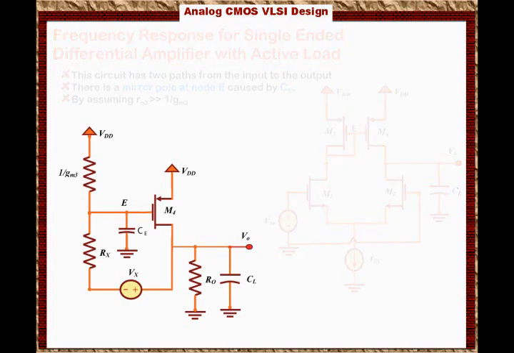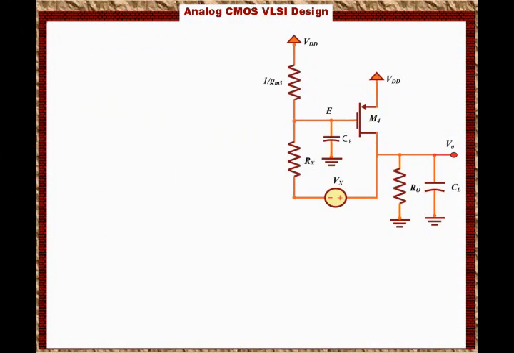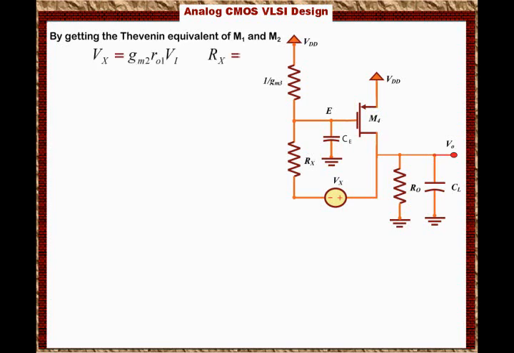Now remember that when we did the Thevenin equivalent for the transistors M1 and M2 in last lecture, we said that the Thevenin voltage Vx will equal Gm2 times RO1 times Vi, and Rx will equal 2 times RO1. Actually it is RO1 plus RO2, but because M1 and M2 are identical, we say that Rx will equal 2 times RO1.